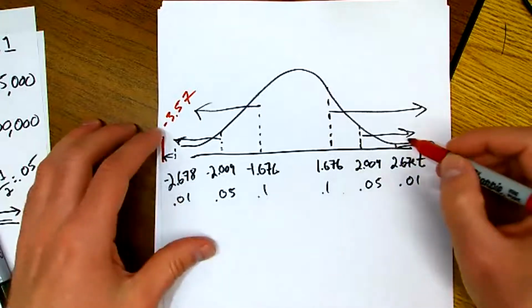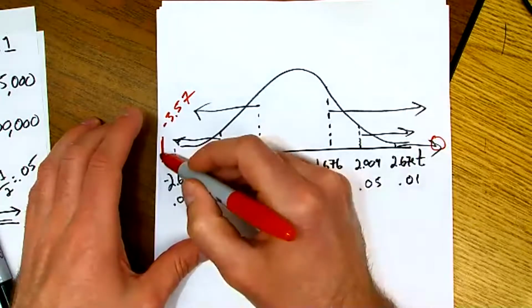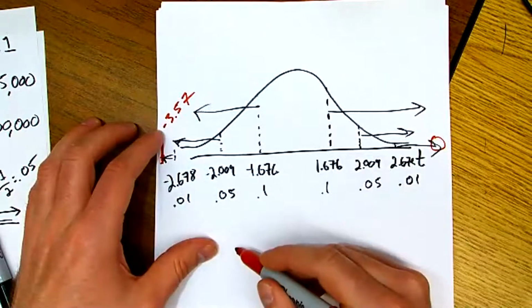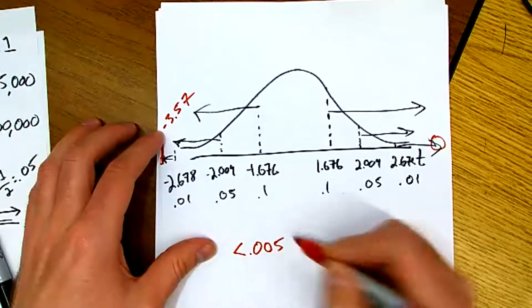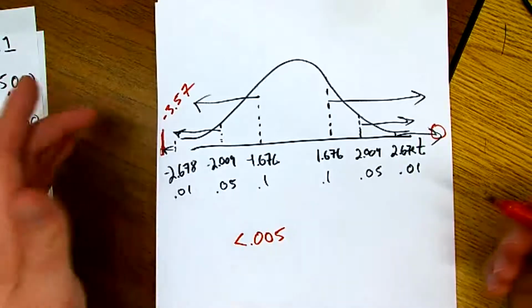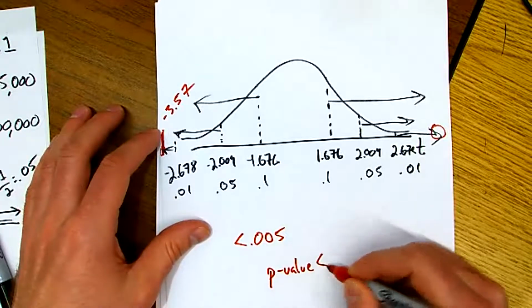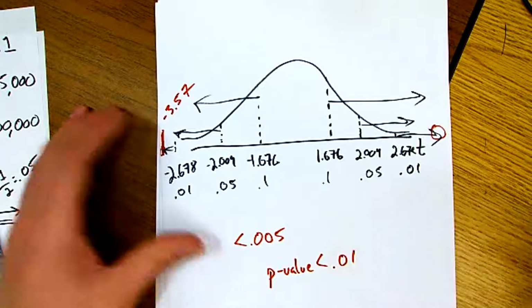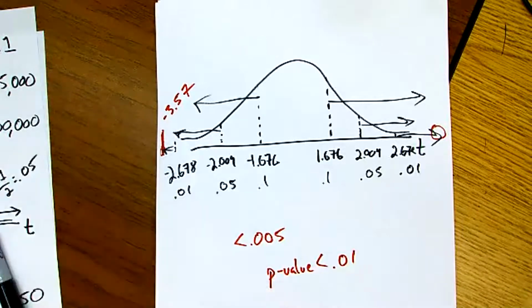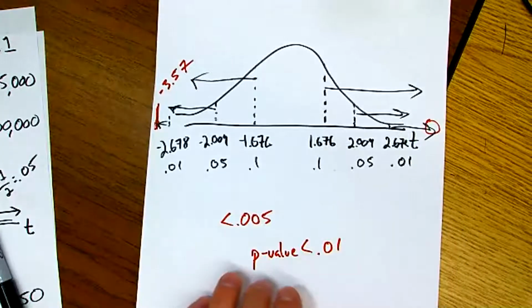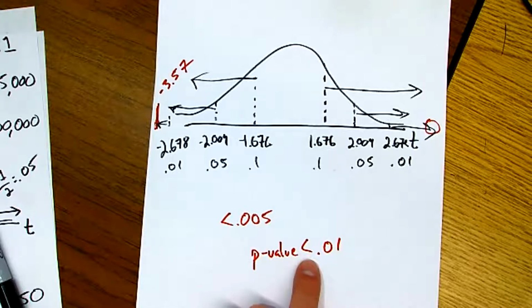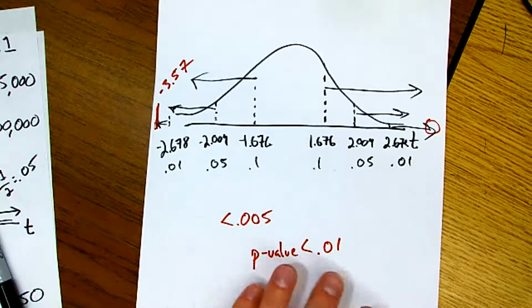So I've essentially got 2 tails here where I know that the area is less than 0.005. If I have 2 areas that are less than 0.005, I know if I add them together, that would give me my p-value. It has to be less than 0.01. So one of the issues with the student t-distribution is that if I'm trying to find a p-value, I can only put bounds on it. I know what it's in between, or I know it's less than something.